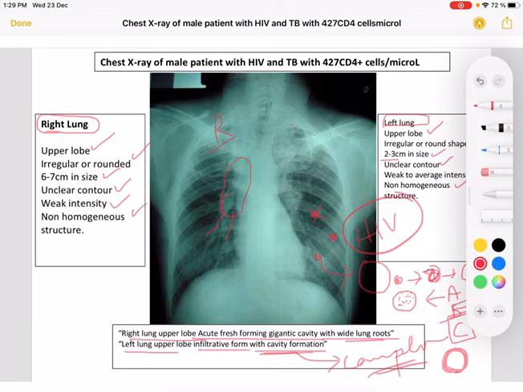So this is about the X-ray of an HIV patient suffering from bilateral upper lobe lung TB with cavity formation. The treatment will go depending upon the patient's condition and the criteria of the WHO. Thank you so much.